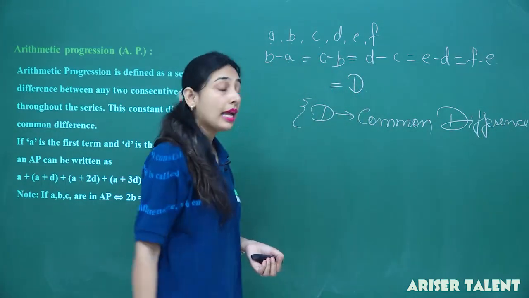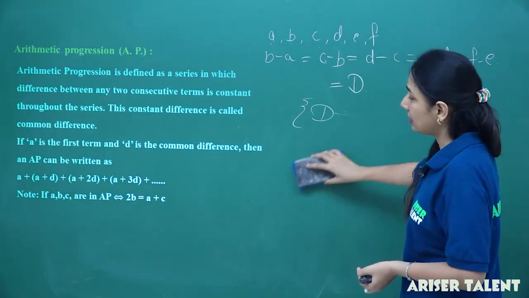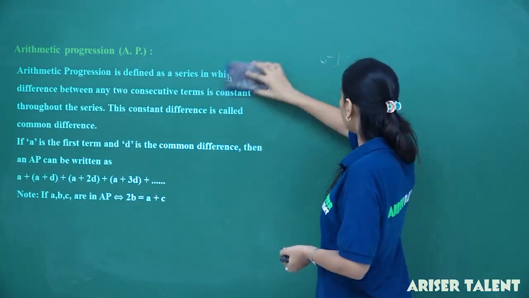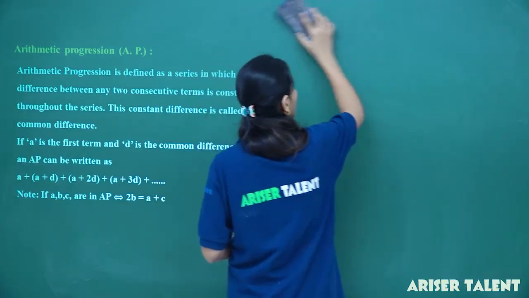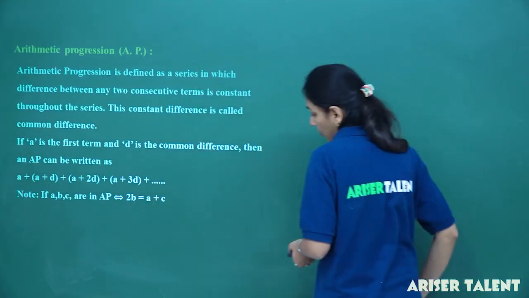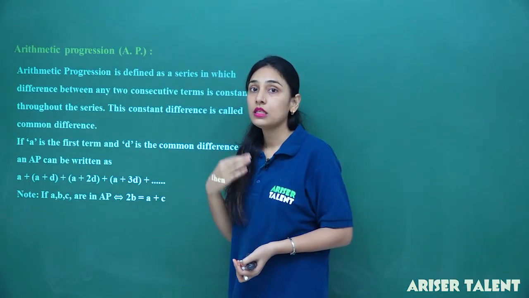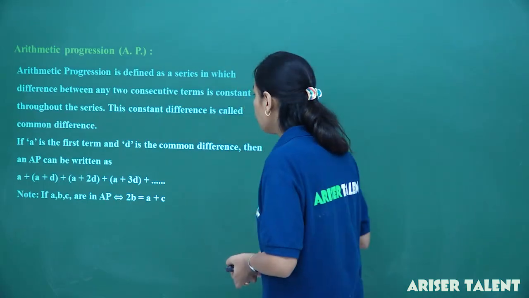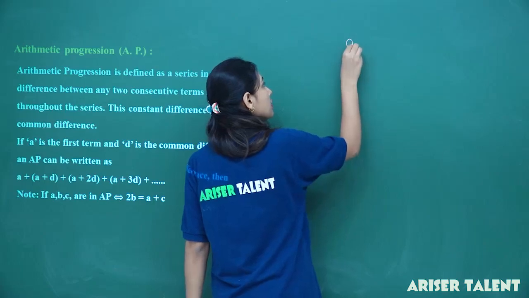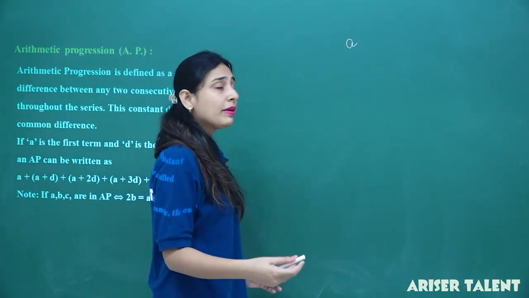This is one. Then next what? It's saying that if A is the first term and D is the common difference, then an arithmetic progression can be written as follows. Now we are going to use these symbols, right? So if A is my first term, what will be my next term?